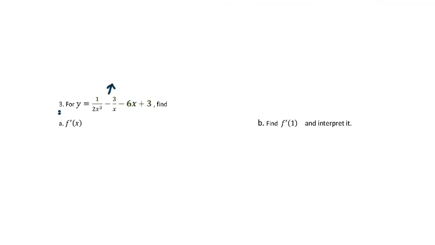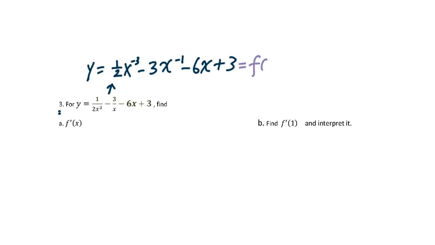The first step, remember single power, so I can write down y equals 1 over 2 x to the negative 3rd power minus 3 times x to the negative 1st power minus 6x plus 3. Therefore, for f prime of x, we assume this is f of x. The formula is to drop down the exponents, then minus 1.